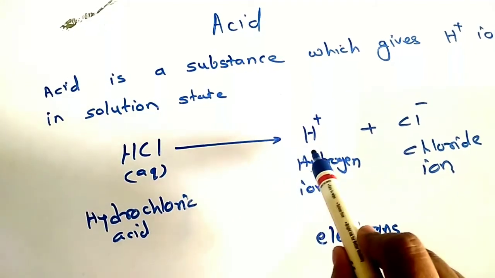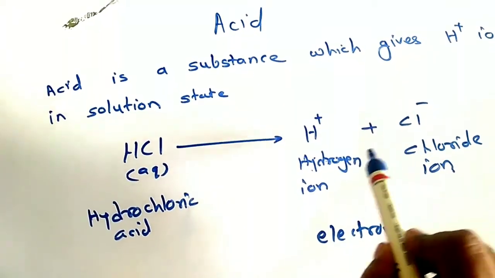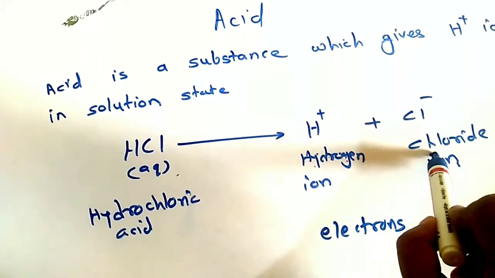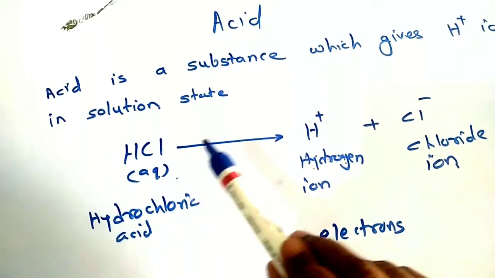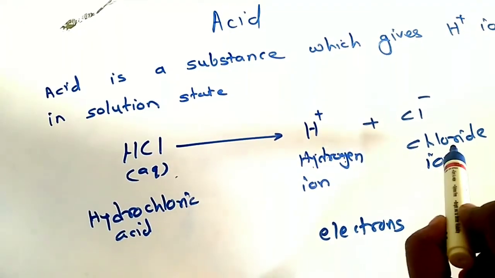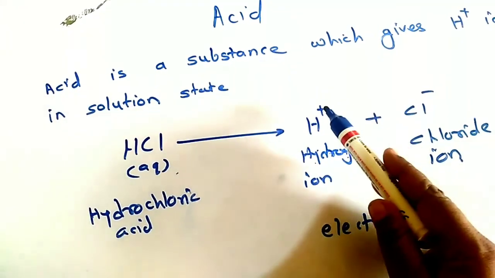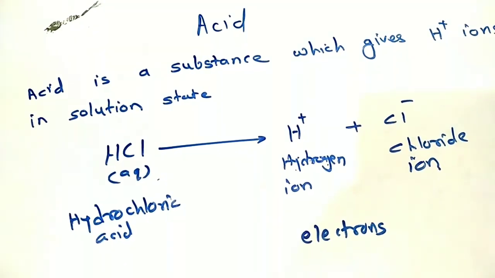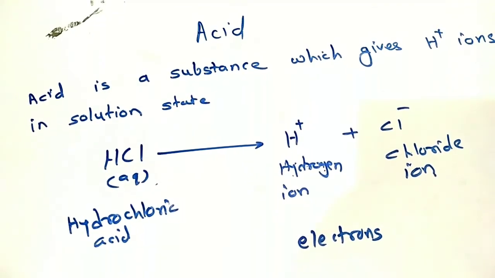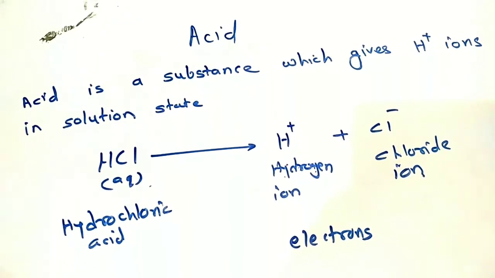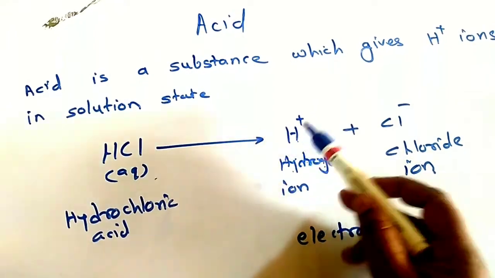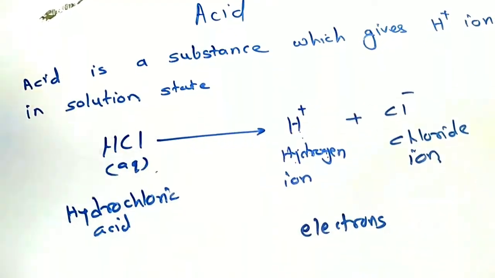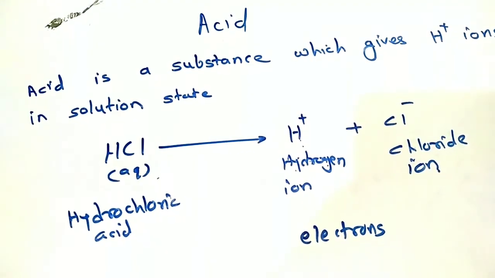So here hydrogen and chlorine dissociate when acid is dissolved in water. They dissociate, means they separate in aqueous solution. As a result two types of ions are formed, one is a positive ion and one is a negative ion. Understood? So what are acids? When acids dissolve in water they give out H plus ions. So the substance which gives out H plus ions is called an acid.